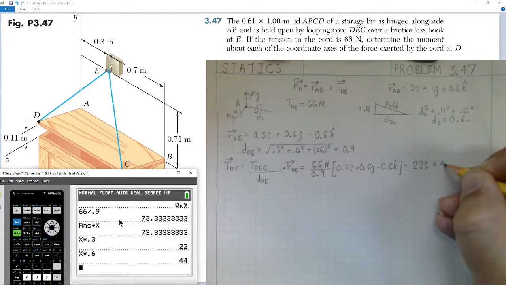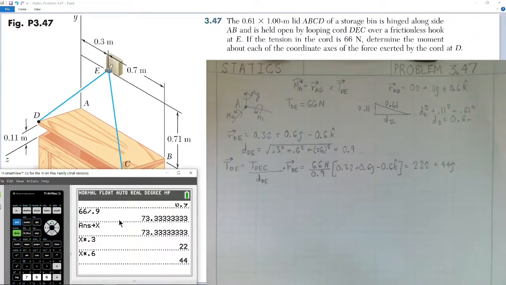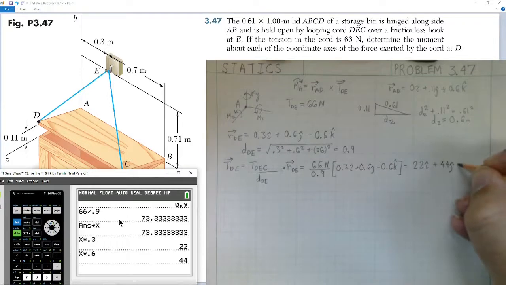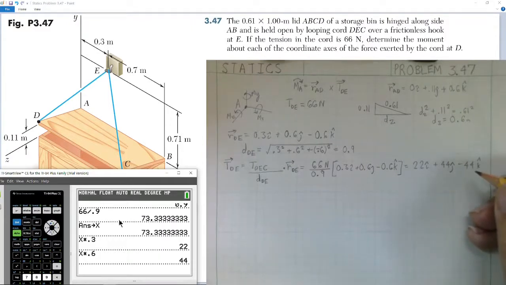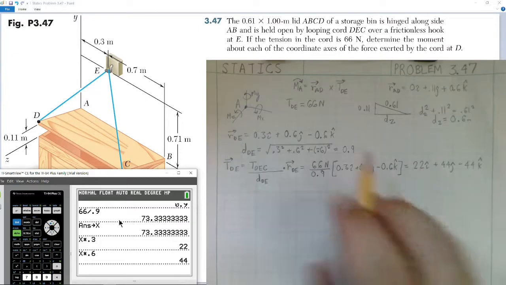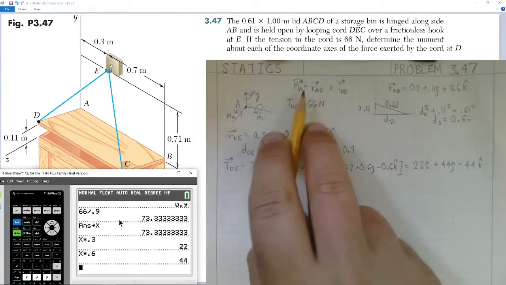44 j hat. And then finally, it would be the same, but it would be minus, so it would be a negative, a minus 44 component in the k hat direction. Good. Now that we have our tension vector, we can go ahead and find the moment about A.